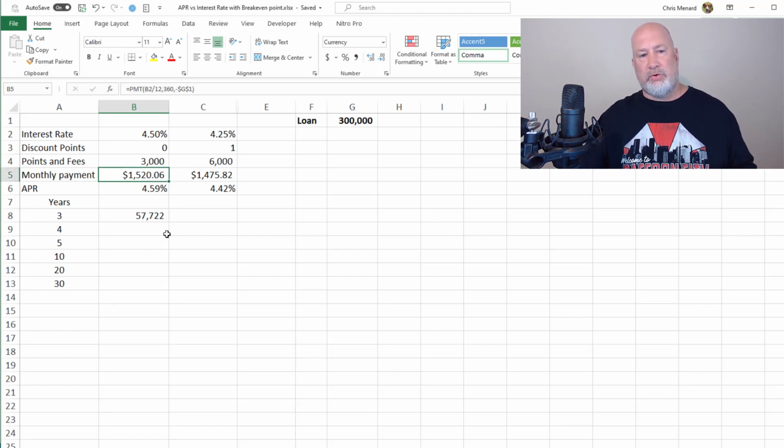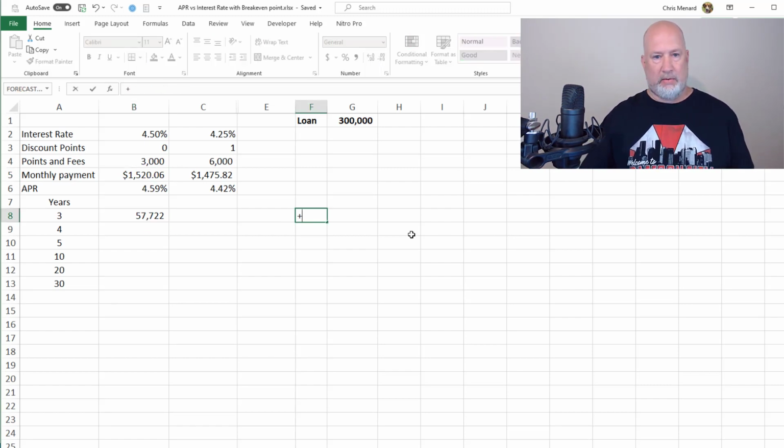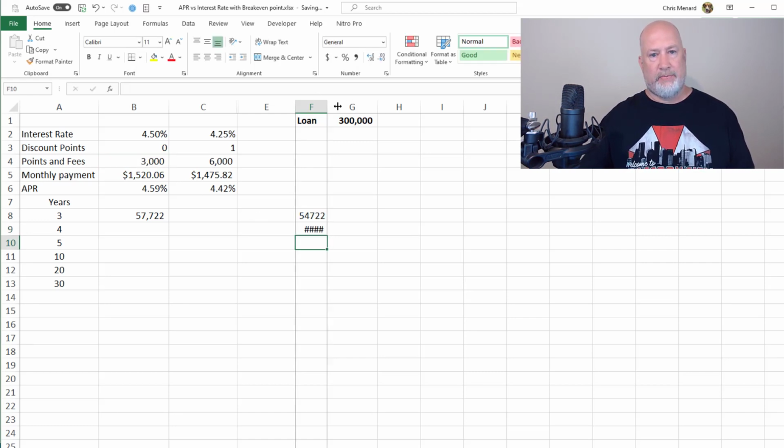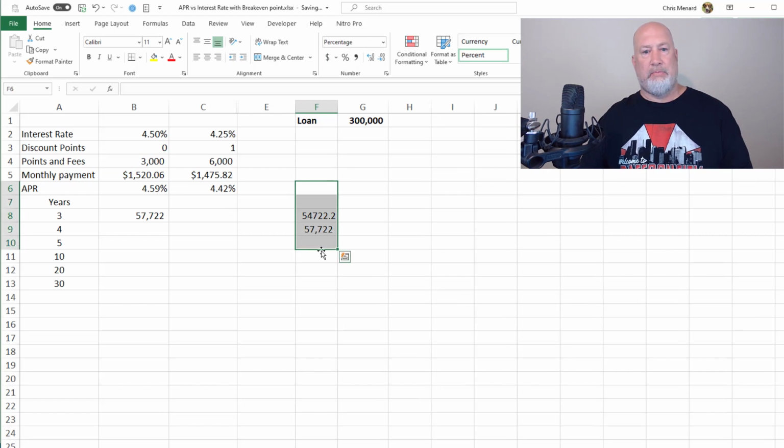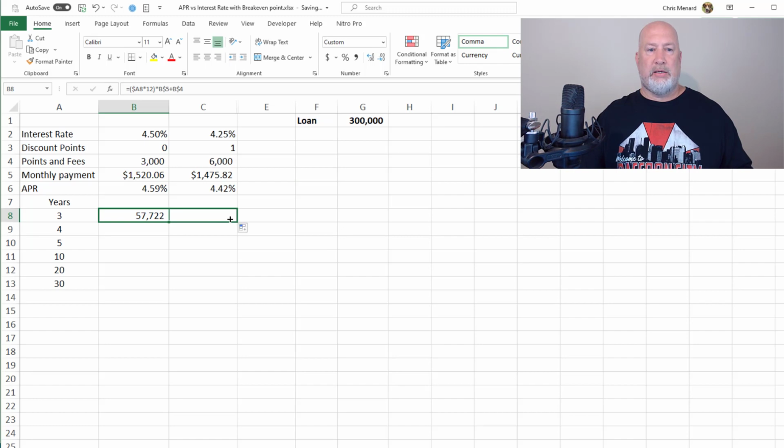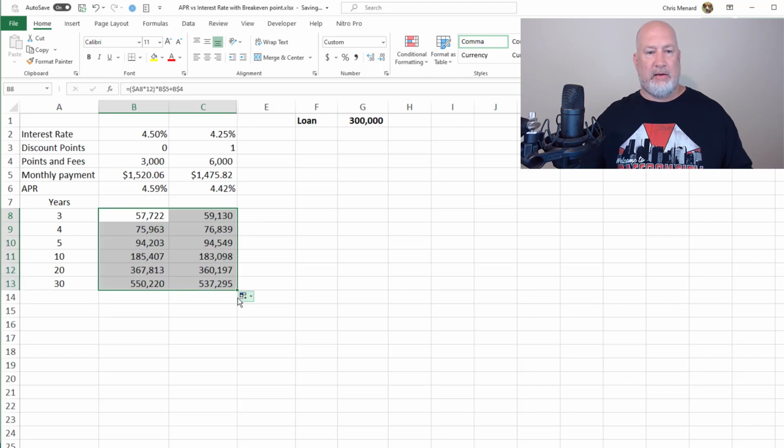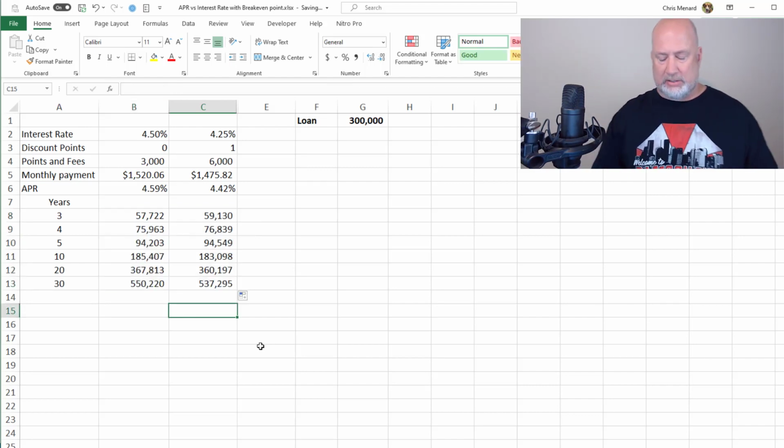$57,722. So that is $1,520. I'm just going to test it real quick here. 1520.06 times 36 months plus that $3,000. I just want to make sure this is right. We are in business, 57,722. I should be able to pull this over to the right. So there is 3 years at this interest rate in that APR. Lower payment, obviously. Got them both highlighted. Let's autofill it down. Real quick test to see if this one's right.